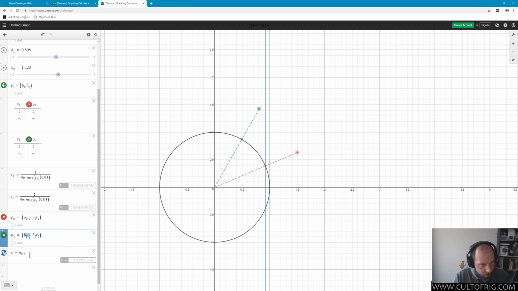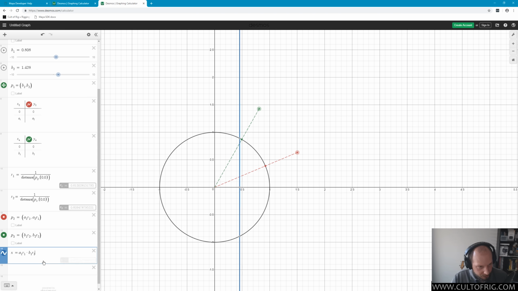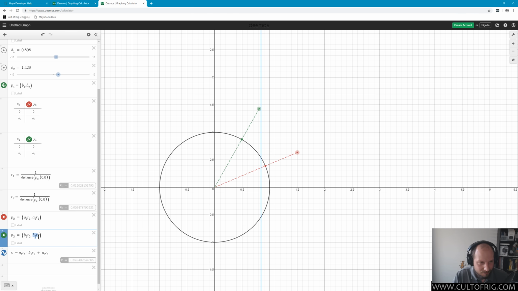Let's see if I do this right. Multiplied by this plus the y of x multiplied by the y of y. And you don't need this asterisk I'm putting here that gives us the dot, you don't need it.